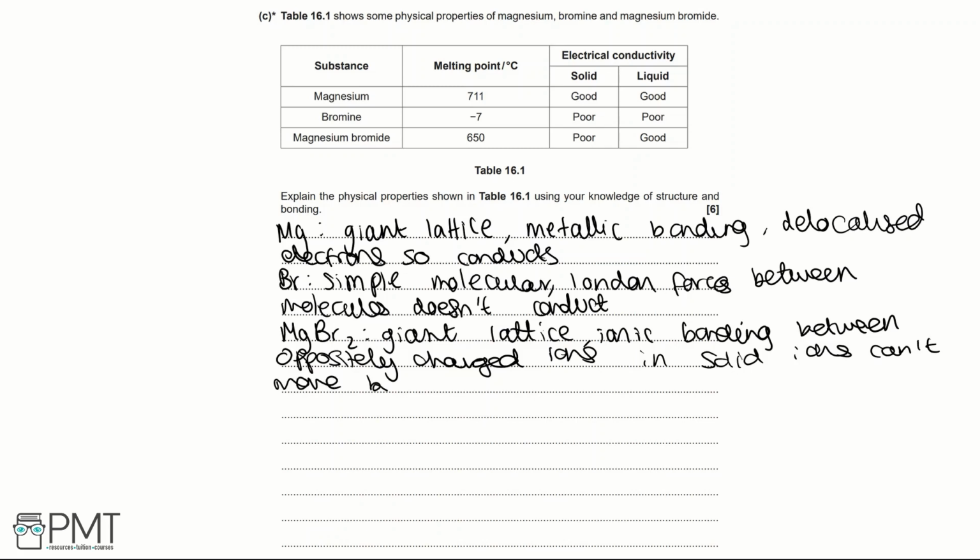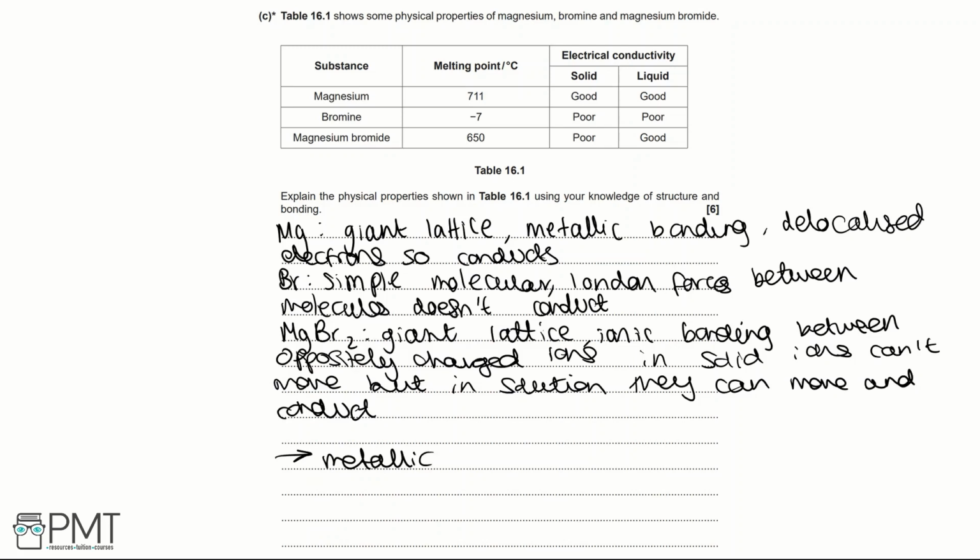On table 16.1, we can see that magnesium and magnesium bromide have the higher melting points, and then bromine has this very low melting point in comparison. So looking at the different bonds, that's going to be why the melting points are different, because you need different amounts of energy to break these different bonds. So metallic and ionic bonds are a lot stronger than London forces, which is in bromine. So the metallic and ionic bonds in magnesium and magnesium bromide take a lot more energy to break.